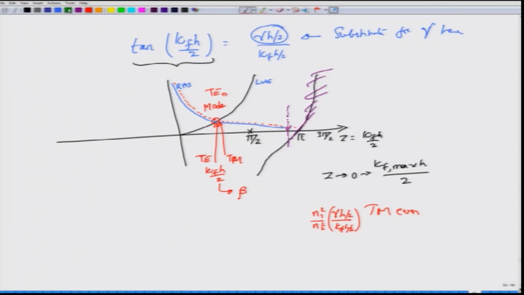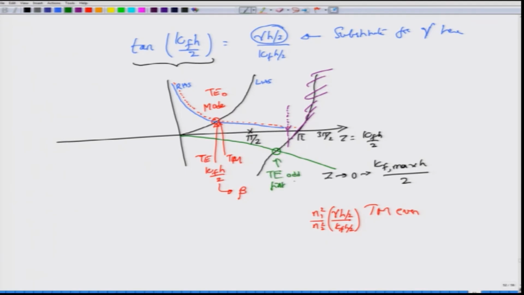For the odd modes, you will have to start with minus kappa f h by 2 by gamma h by 2. Because there is a minus, the odd modes occur in the fourth quadrant, and because the numerator is kappa f h by 2, they would go something like this. It will not touch the first branch here, do not worry about the points being touched here, that is not of consequence. So, the first intersection happens in the region when kappa f h by 2 is greater than pi by 2. So, this would be the first TE odd mode.